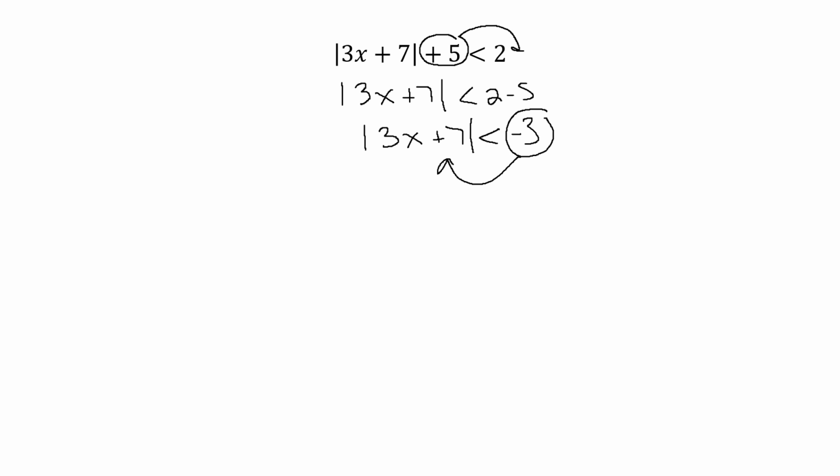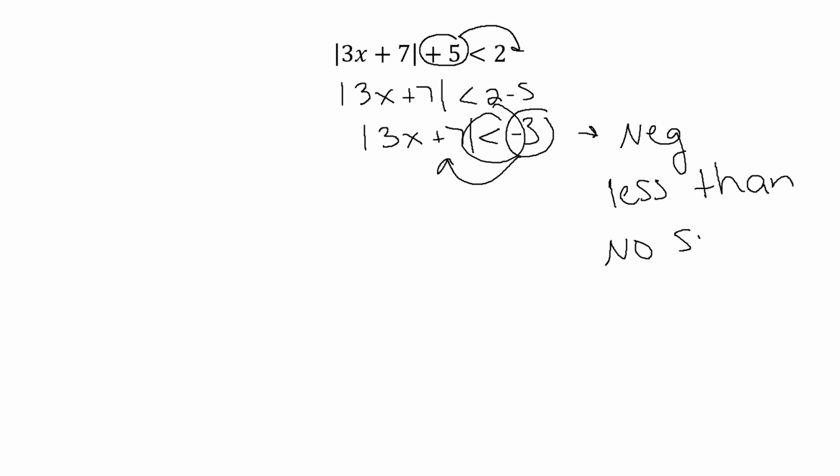So when you have an absolute value that is a negative less than, it's going to be another one of these no solutions. Like, there's mathematically no way to solve that.